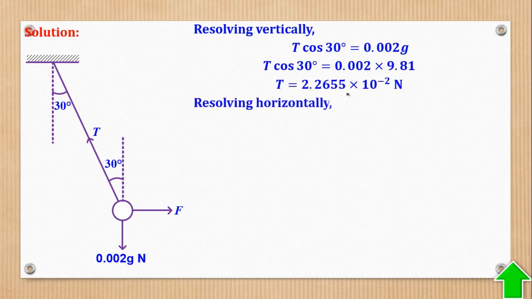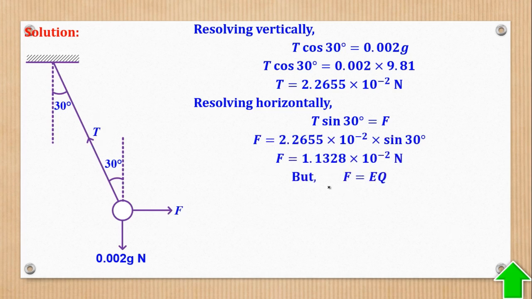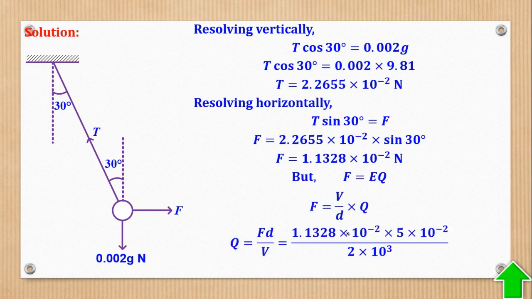Then I'll come and resolve horizontally. Horizontally, it will be T sin 30 equal to F. Then I substitute for T to get the value of F as this. But I know that F is equal to EQ, and E is equal to V over d. Therefore, I can come and choose the subject to come up with this, then substitute for F, for separation, and for potential difference. Then using a calculator, I can get this answer, and that will be the answer they wanted.